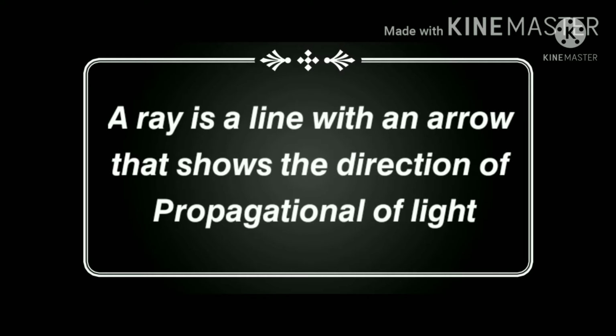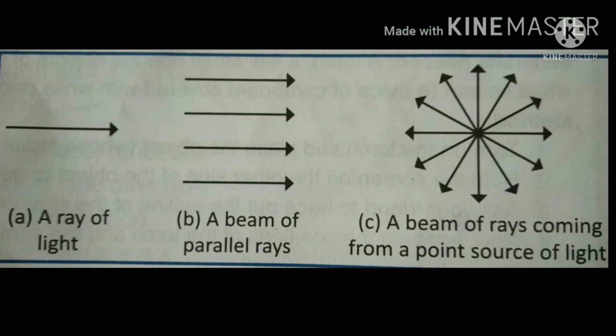Next, beam. What is a beam? A group of light rays moving in an organized manner is called a beam of light. Ray means a single path or single line. Beam means a group of light rays. Are you clear now? Yeah.